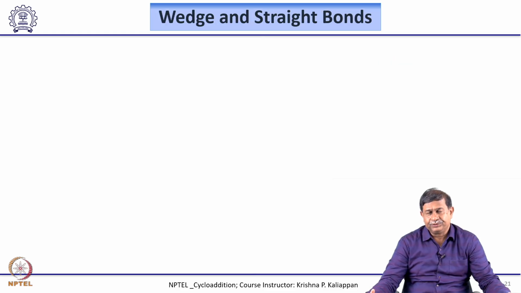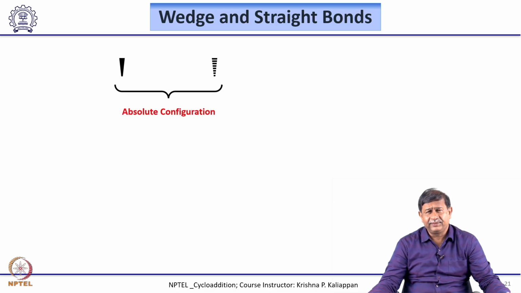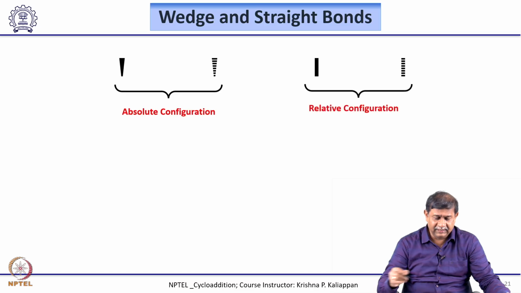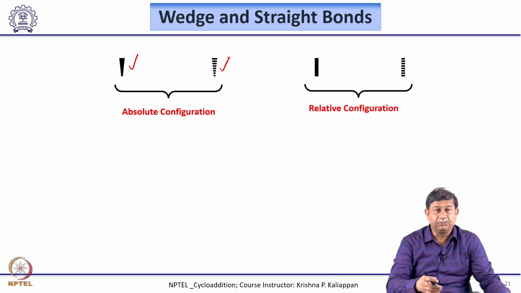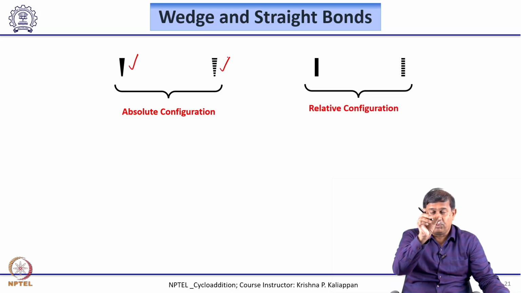Another thing you should know when you talk about Diels-Alder reaction is where to write wedge bonds and where to write straight bonds. What are wedge bonds? What are straight bonds? Often you would have seen in the literature or in textbooks some molecules written like this with a wedge bond, where you can see the bond tapers down.